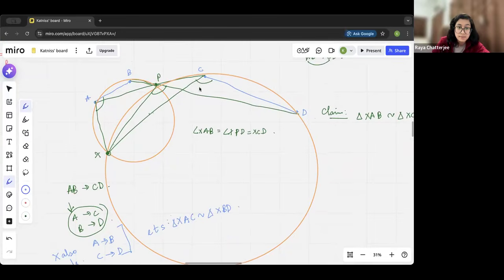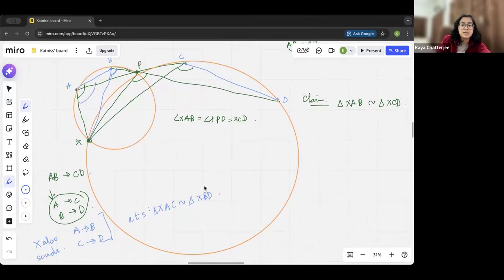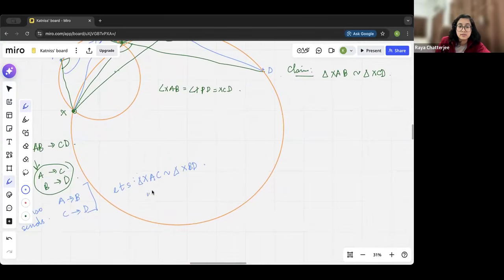And this is true because angle XAC is equal to... okay, what do I want to show that it is equal to? XBD, right? Yeah, of course it is equal to XBD. Just inscribed angle. And similarly for the other angles. So this is true. Okay, I will stop sharing for a second.